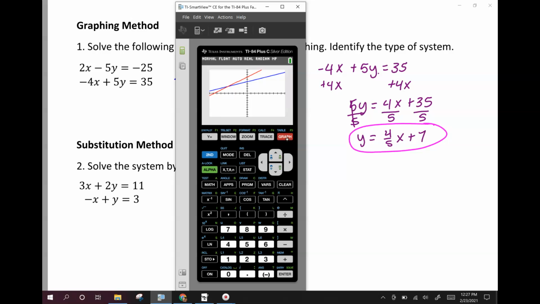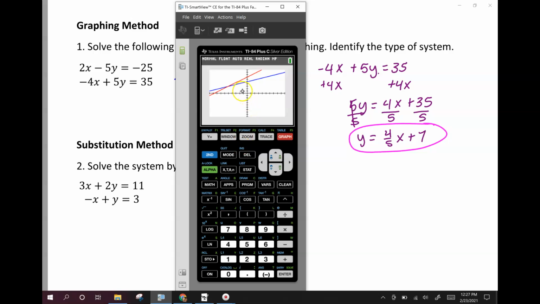All right, so there's my two lines, and you can see that they cross at exactly one point. So this is going to be considered an independent system, an independent system because the lines cross at exactly one point, so there's exactly one solution.